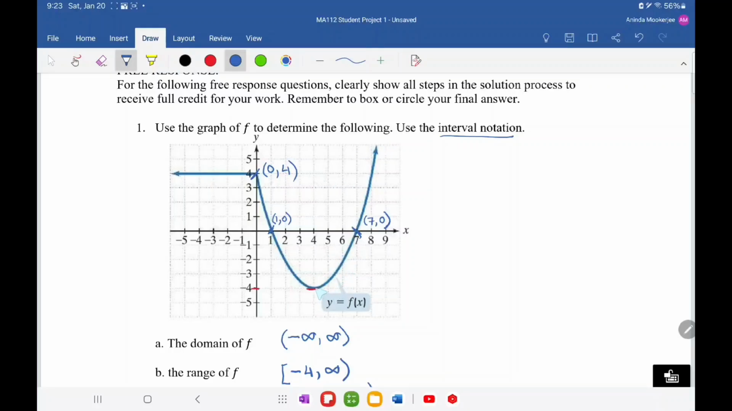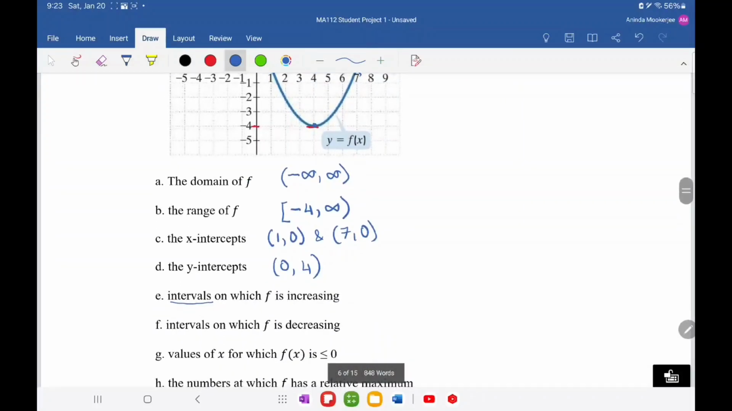It increases from this point here and then goes up, right? From x equals 4 all the way up to infinity, right? So this is the vertex of this U part of the graph, and the lowest point is at 4, and after that it keeps increasing. So we are going to say the interval on which f is increasing is (4, infinity).